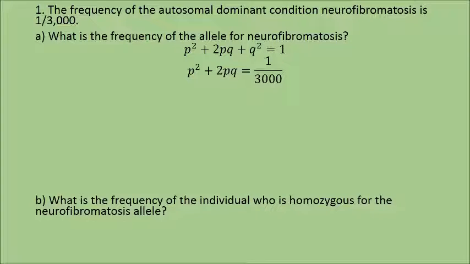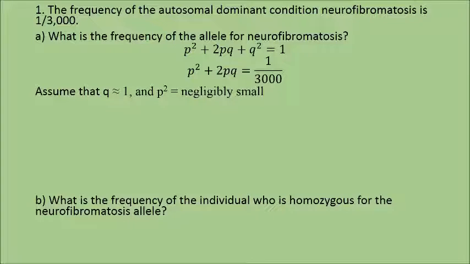So we set up this equation. The first thing that we have to know that wasn't mentioned in the notes is that q is going to be a number that is very, very close to 1. So we assume that q is approximately 1. And we also assume that p squared is negligibly small.